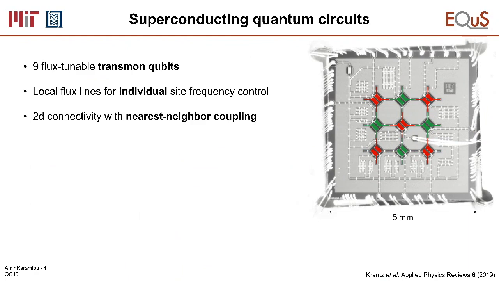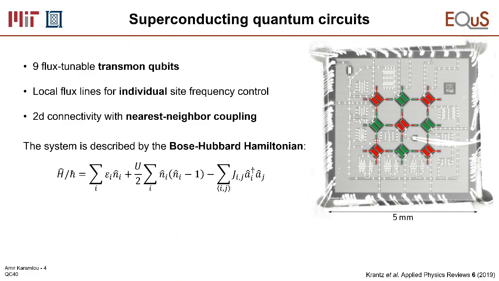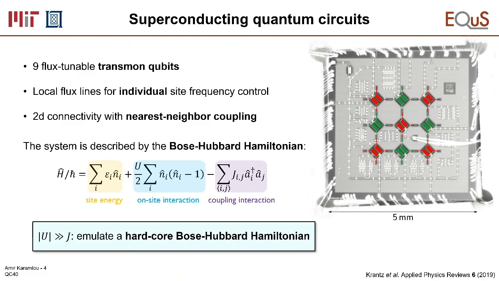So this system is described by the Bose-Hubbard Hamiltonian, which has the following form. The first term in the Hamiltonian is the site energy. The second term is the on-site interaction energy, which is the energy penalty that we incur by adding a second particle to every site. And the third term is the coupling interaction. Now, in our system, the on-site potential is much larger than the coupling strength between our qubits, and therefore, it is very energetically disfavorable to occupy each site with more than a single particle, meaning that we are able to emulate a hardcore Bose-Hubbard Hamiltonian.